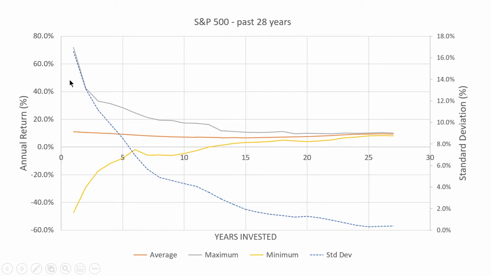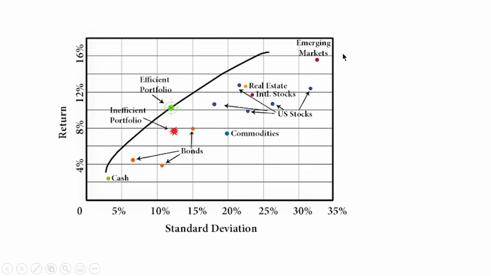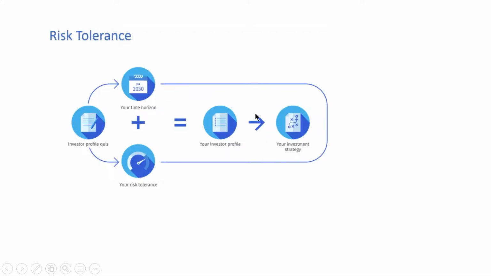But what changes a lot is the variability of the results. So if I stayed invested for only 1 year, the worst year was a 50% loss, and the best year was a 70% gain. The dotted line is the standard deviation. So you see it is in this axis. You see the standard deviation, if you stayed invested for 1 year, is roughly 16-20%, which is similar to what you see in this type of graph. This type of graph is, as I said, a 1-year graph. So you see that the standard deviation is roughly in the 20% range.